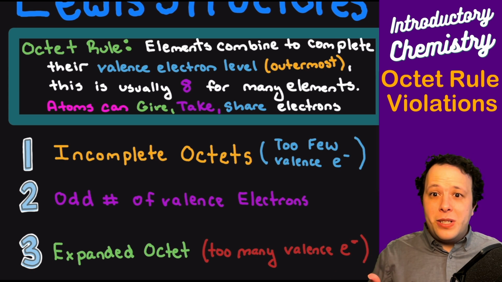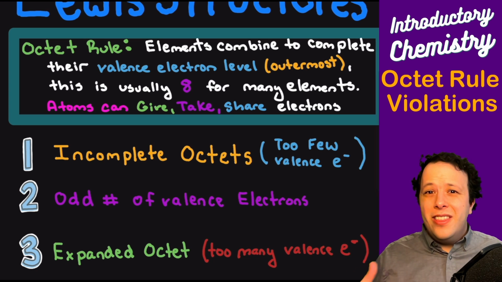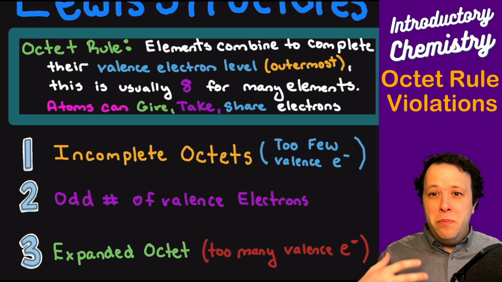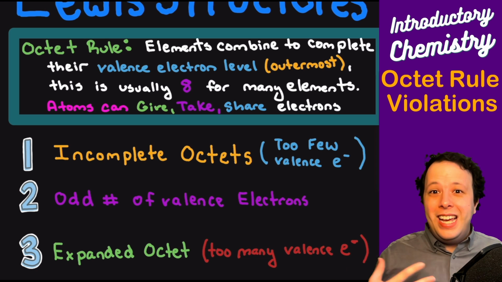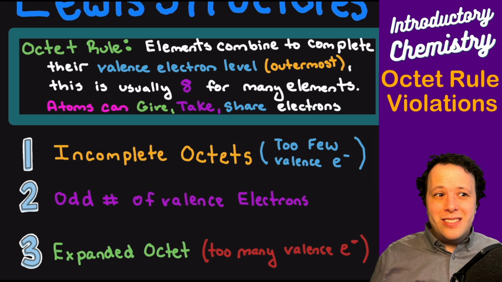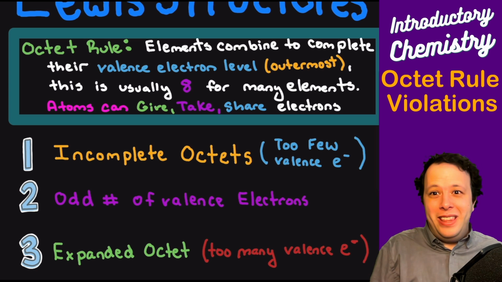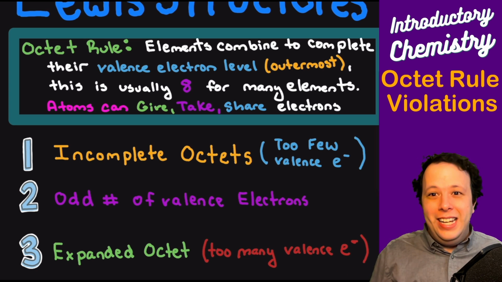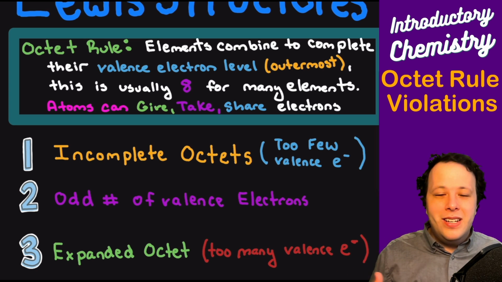So the first one we're going to talk about is the incomplete octet, meaning there's just no more valence electrons to make any more bonds. We just can't do it. And the thing is, those elements are perfectly happy the way they are. They don't need to have 8. They are okay with the way they are.